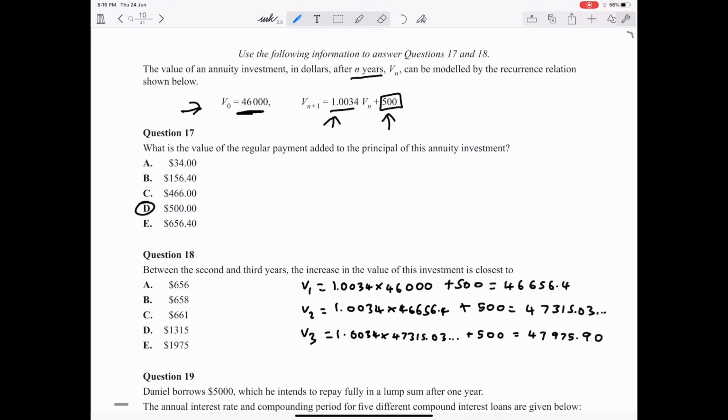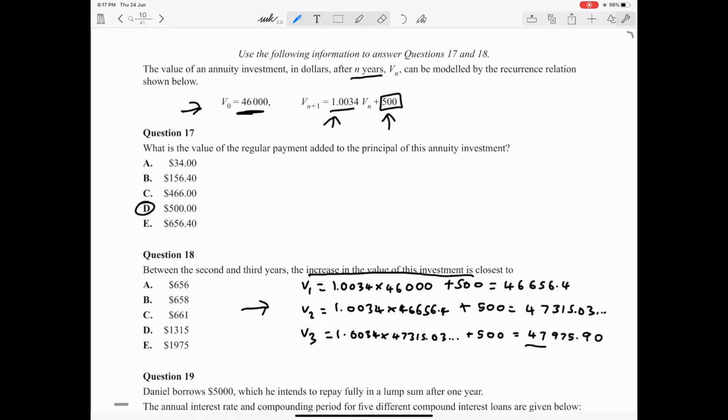Question 18. Between the second and third years, the increase in the value of this investment is closest to. So to do this question, we need to find the value of the investment in the second and third year. So basically, I wrote the values of the first, second, and third years for the value of the investment. And we want to find the increase in the value of the investment between the second and third years. So to find the increase, you just do the value of the third year minus the value of the second year.